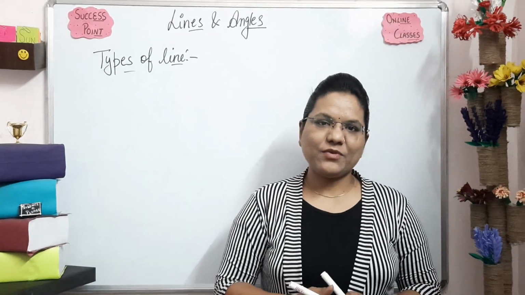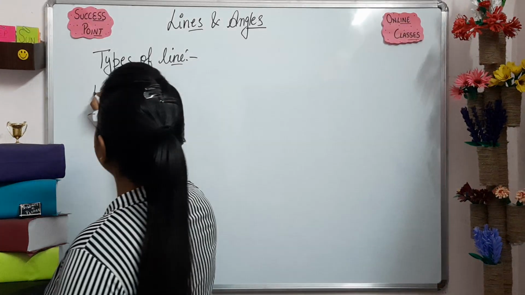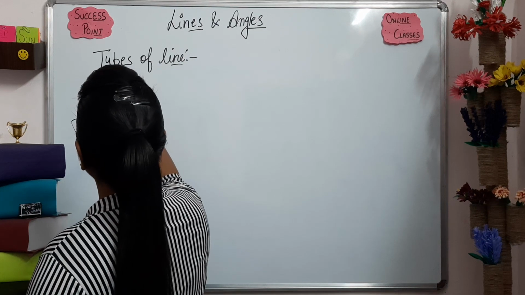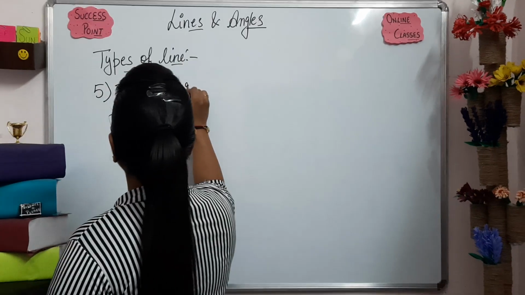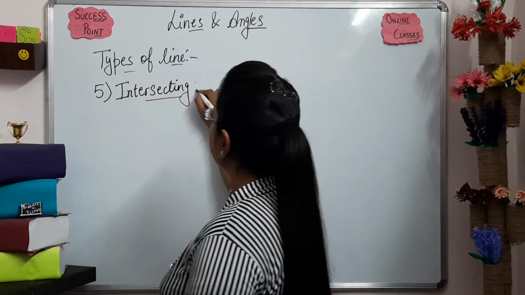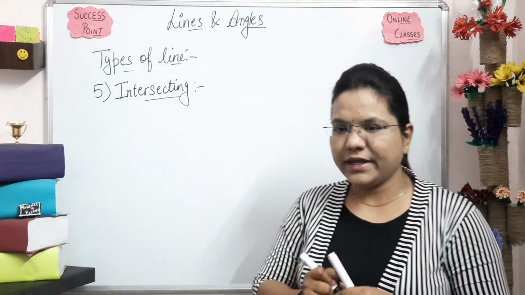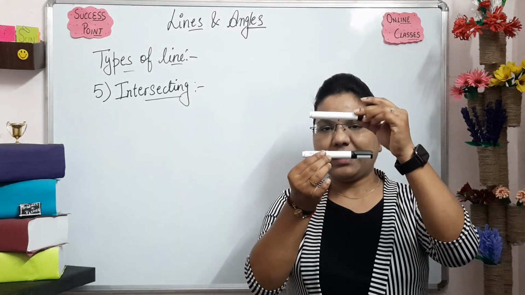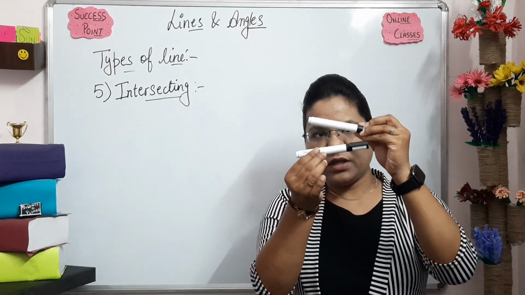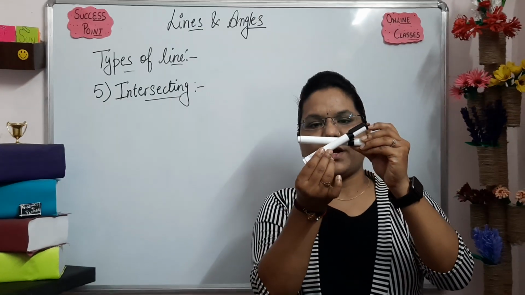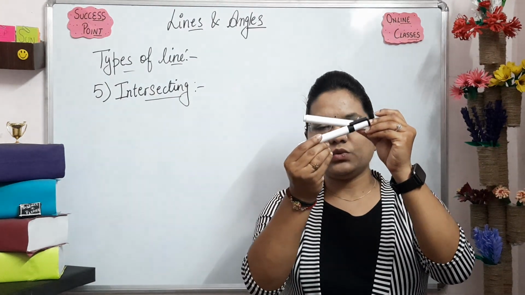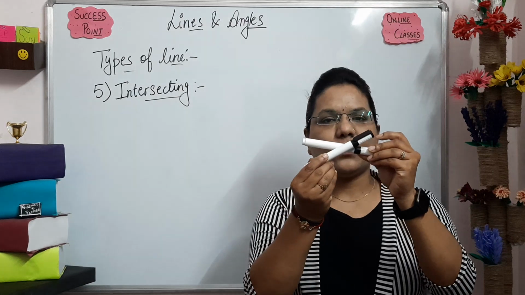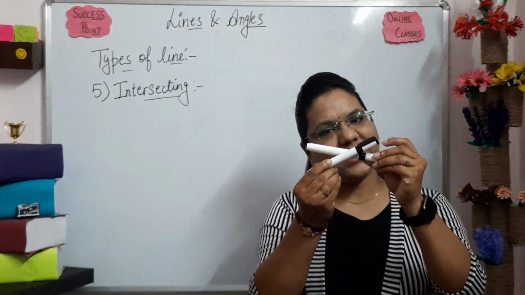Moving to the next type of line, that is intersecting line. Fifth one we have intersecting lines. So what is an intersecting line? Like parallel lines, we have these two lines. Now if they meet at a common point, this is one line, this is the second line, these two lines meet at a common point, we are calling them intersecting lines.